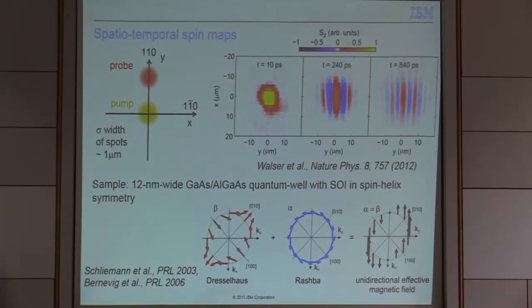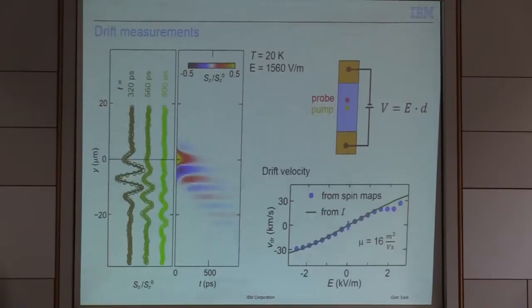Okay, so now let's do that with a drift. So for this we fabricate ohmic contacts. We etch a mesa structure in order to apply a well-defined current, a well-defined electric field that is a function of the voltage that we apply, and we map the pump probe distance along the current direction. You see here three different line scans along the y direction.